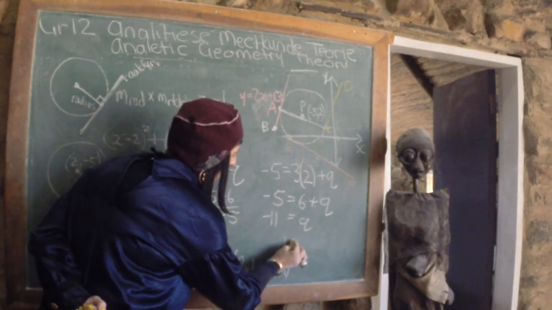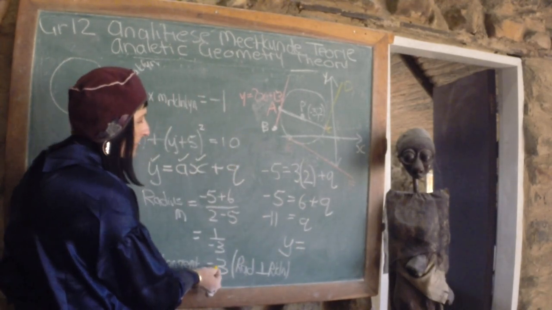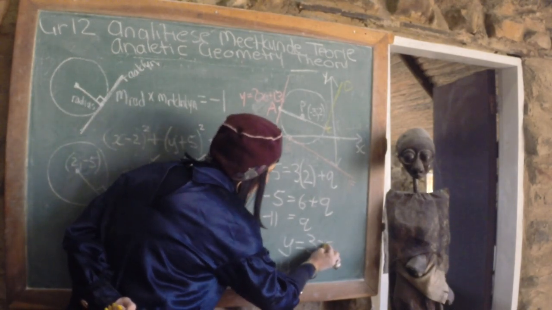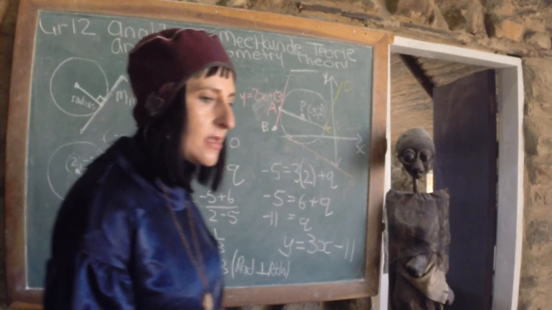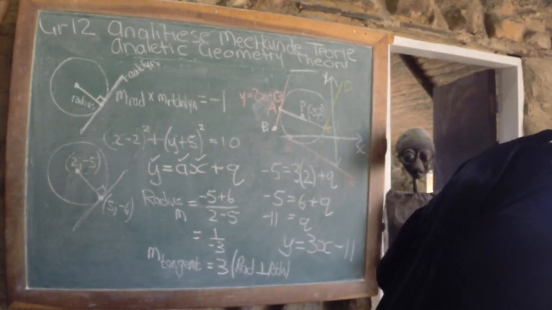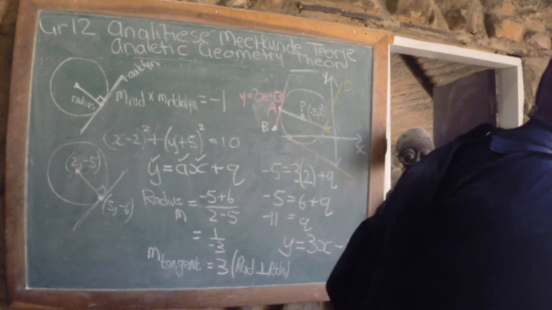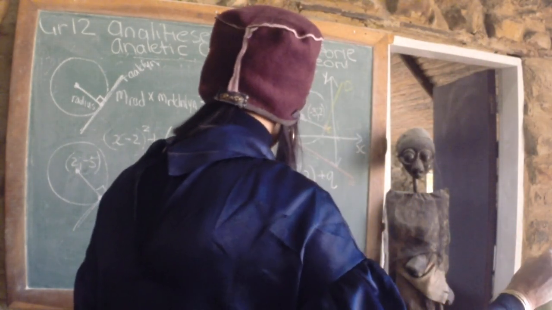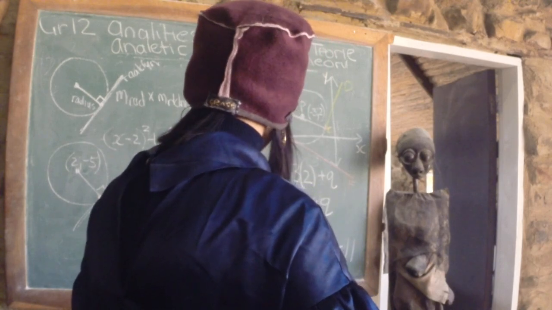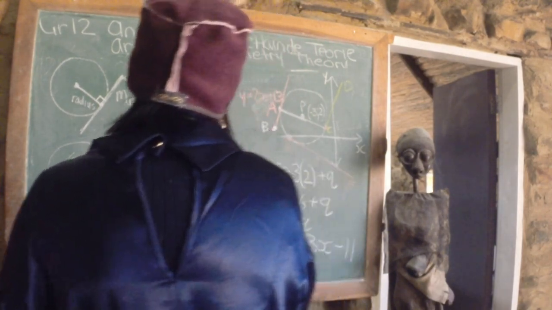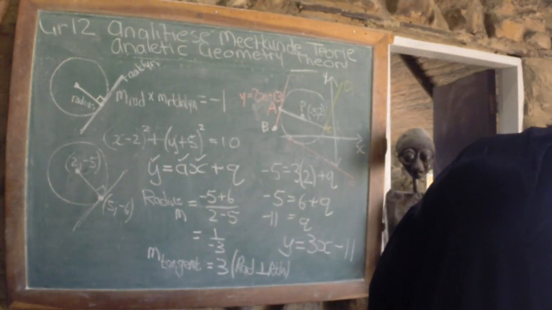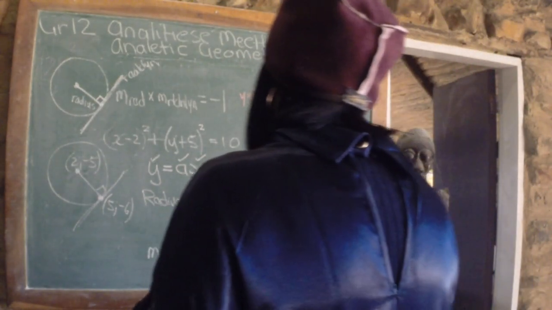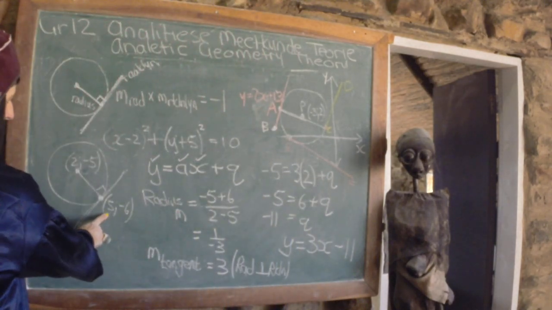It's going to be y equals 3x - 11. Daar het ek die vergelyking van my raaklyn. Pragtig. Let me just see if I made a mistake somewhere. Plus 6 minus 5. Whoa.